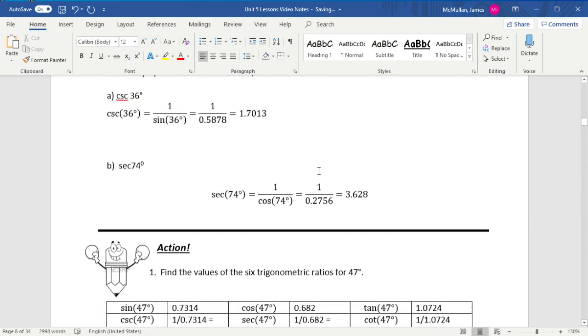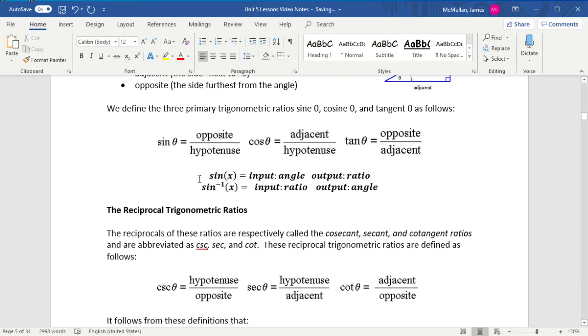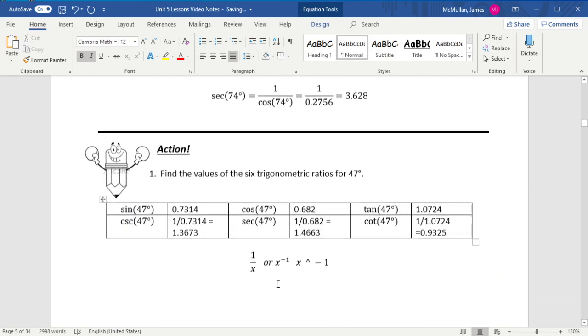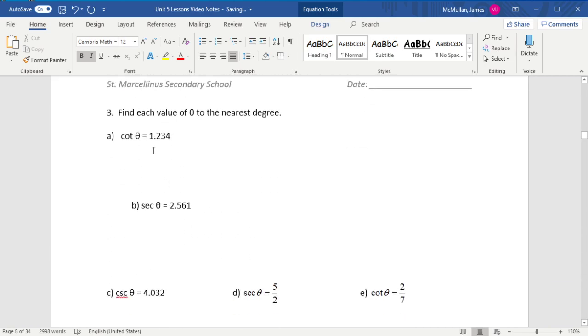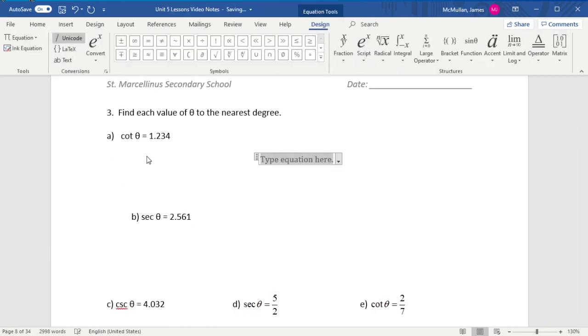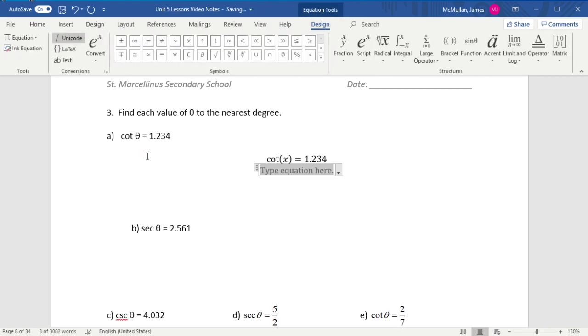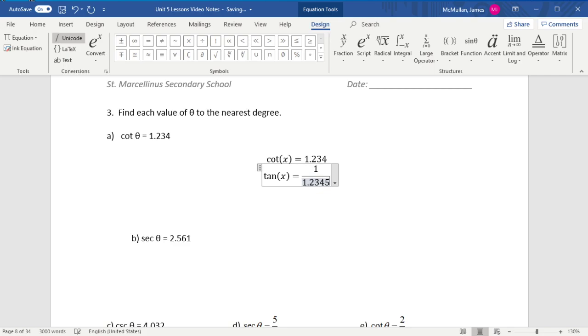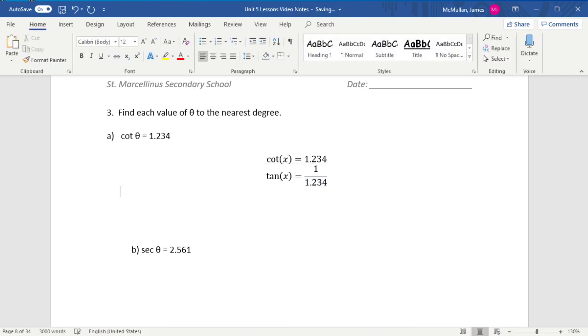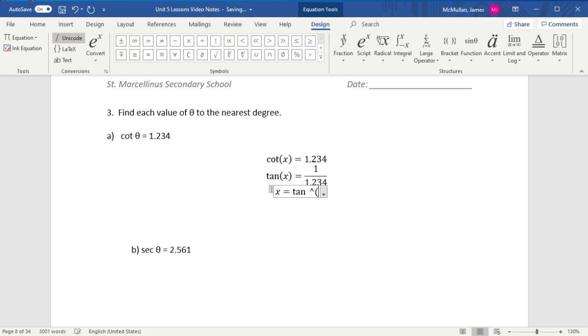Where we started today was the concept of the inverse function. Sine takes an angle and gives you a ratio. Inverse sine takes a ratio and gives you back an angle. So let's go back down to this, and we're going to go the cotangent x is equal to 1.234. Therefore, tangent x is equal to 1 over 1.234, right? And therefore, x is equal to inverse tan of 1 over 1.234.